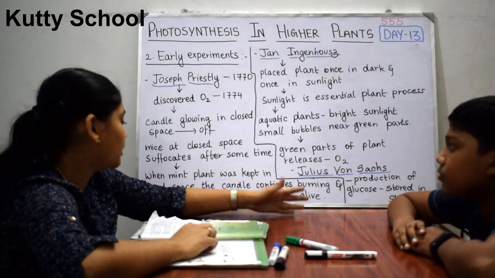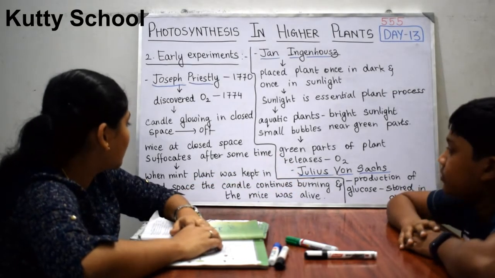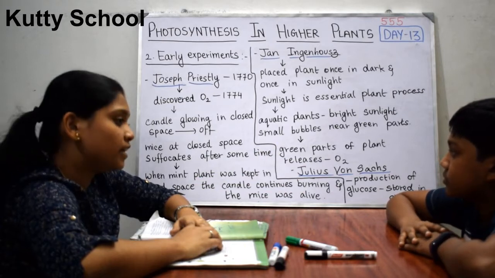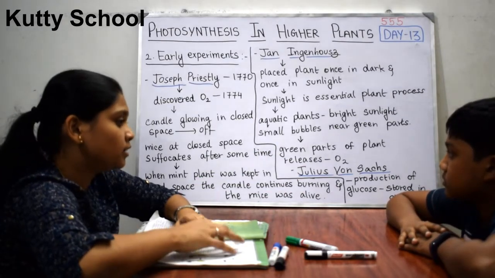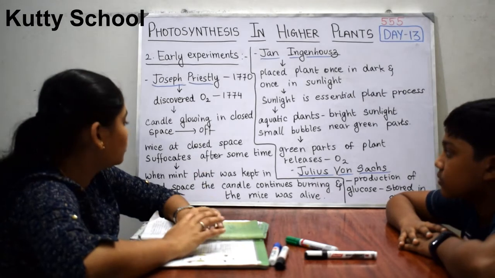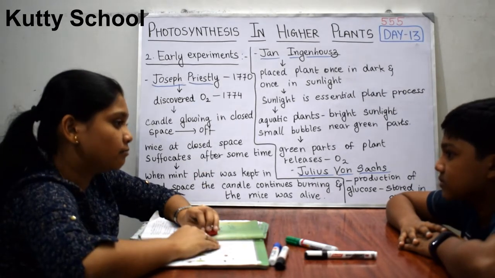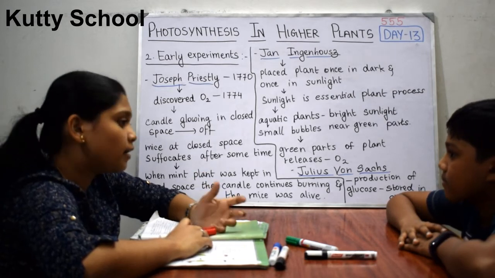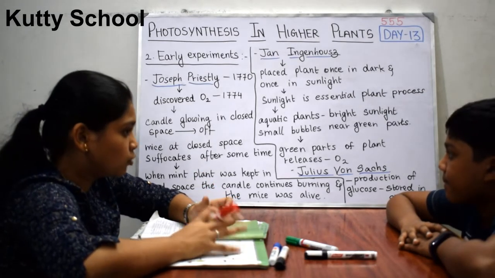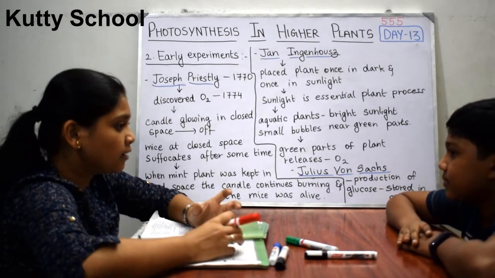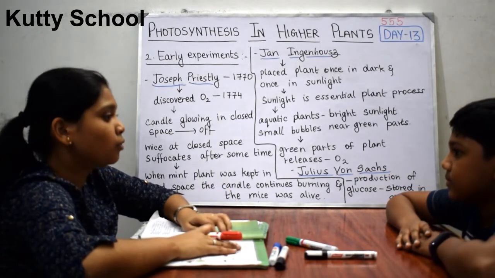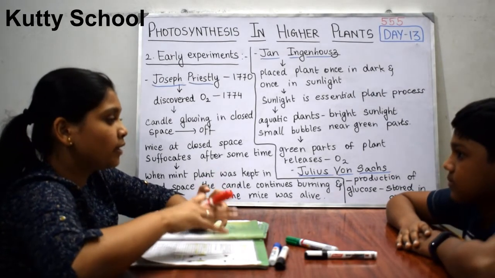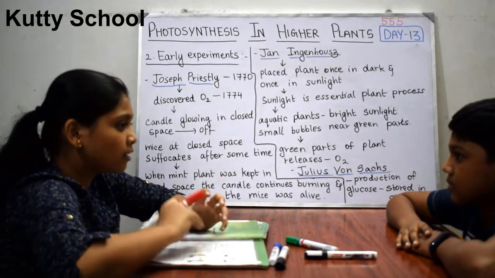He also kept mice in a closed space, and after some time the mice also died. And when he kept a mint plant inside that closed space, with one candle and the mice, the mice were alive and the candle was glowing there.